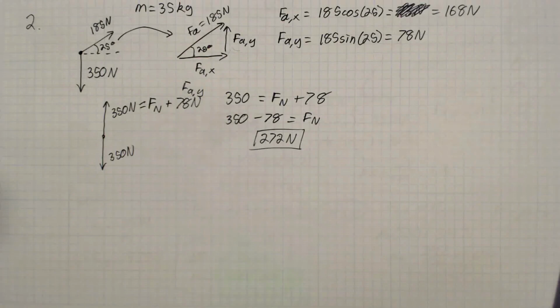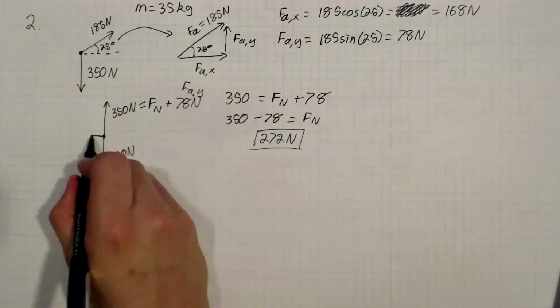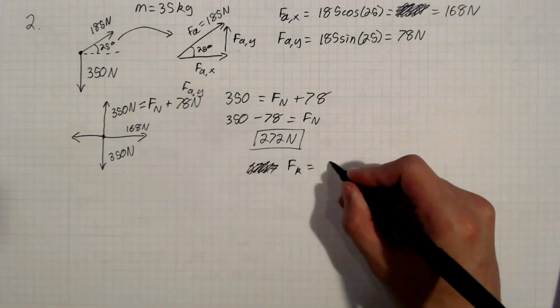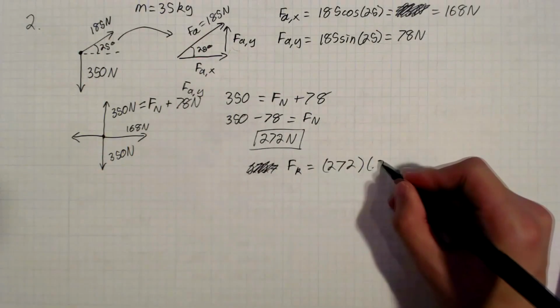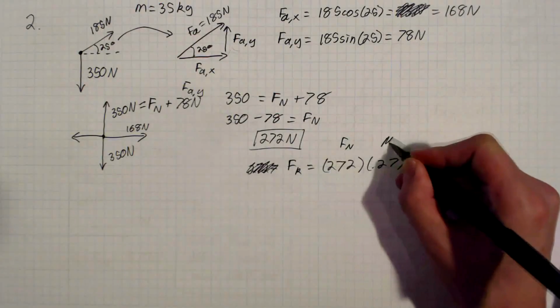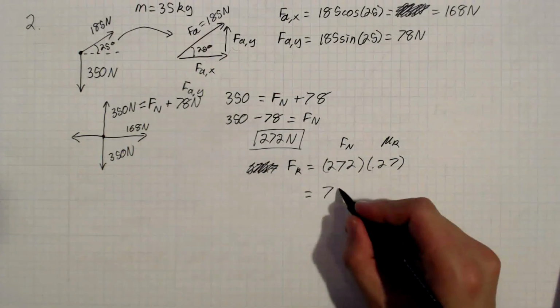And it says the kinetic coefficient of friction, mu of k, is 0.27, so that means our frictional force backwards, kinetic friction, is going to be equal to 272, our normal force, times the coefficient of friction, which is going to be equal to 73.